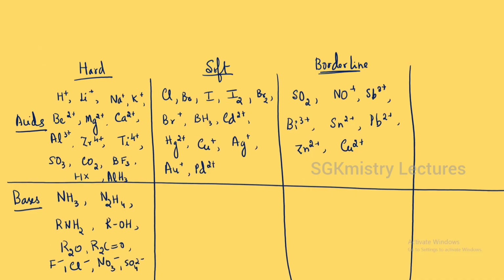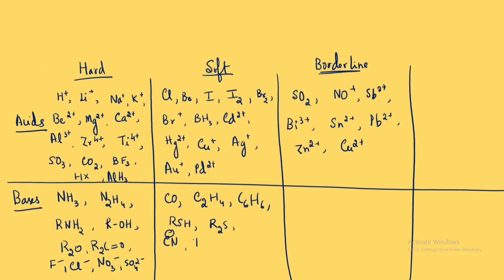Okay. So similarly, you can also take soft bases where we have different donor atoms, again, which have lower electronegativity. So C2H4, C6H6. So unsaturated compounds also you can take under this. So RSH. Then we have R2S. Then we have the anions, CN minus, right? I minus, hydride ion. So R minus, again R3P. Okay, so trialkyl phosphine. So all these examples also can be taken under this, right?